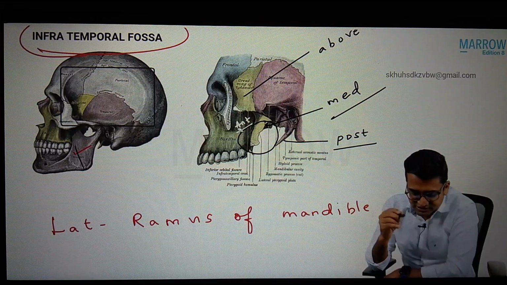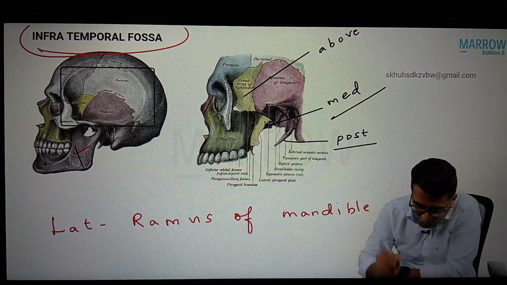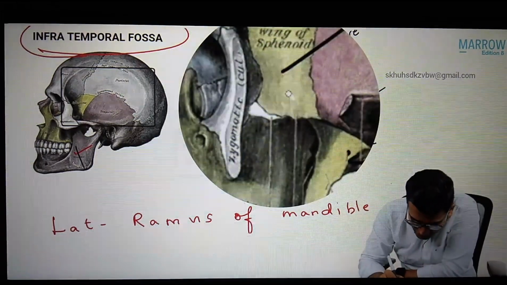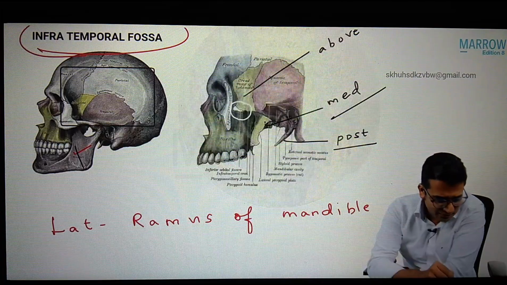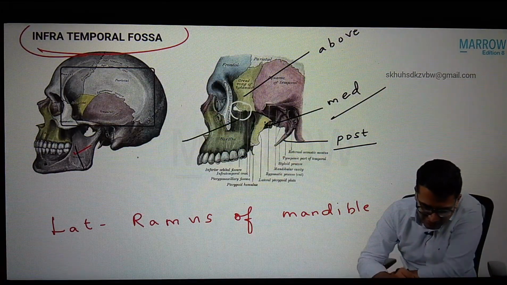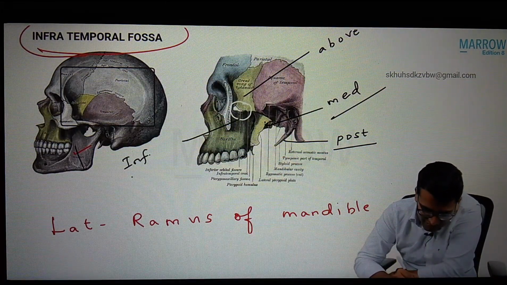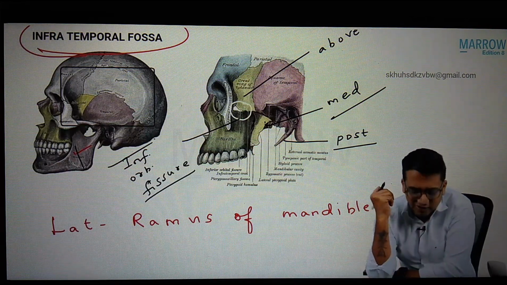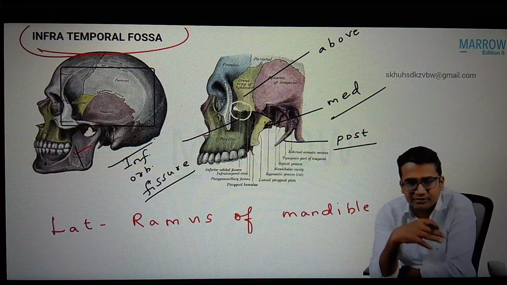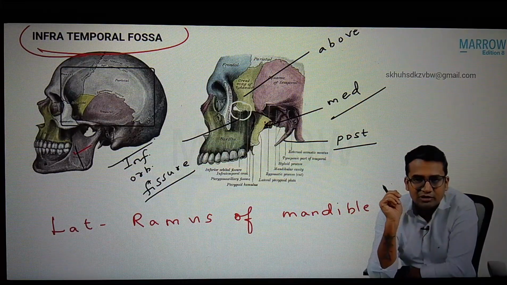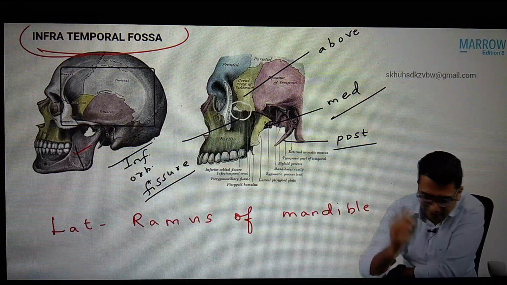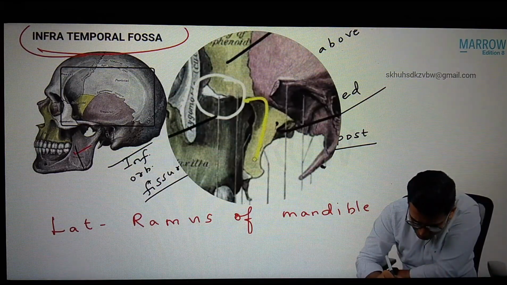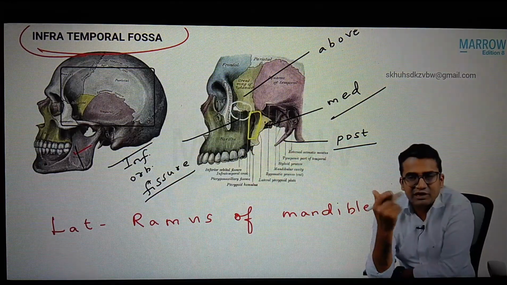Now we're going to see the communications. Two communications we're going to mark. Number one, can you see this one? The one which I marked there is our inferior orbital fissure. So the infratemporal fossa communicates with the orbit via the inferior orbital fissure. Now one more fissure we have. This is our pterygomaxillary fissure.